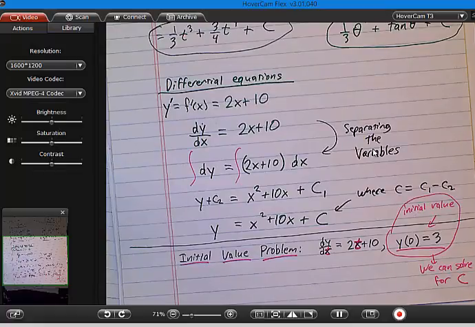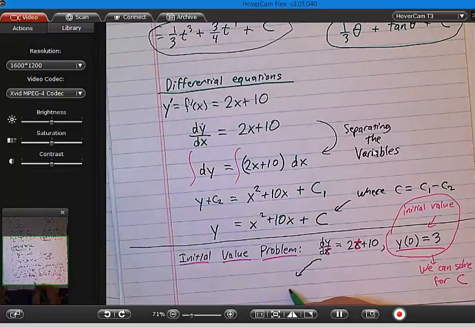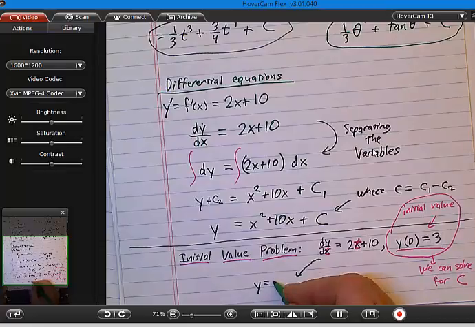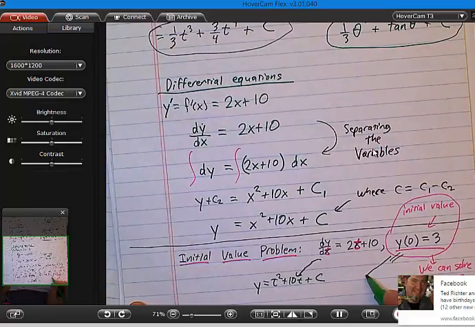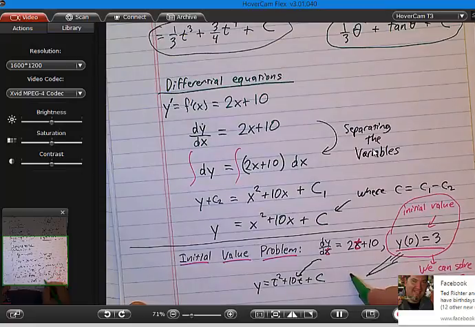X squared plus 10x, that graph is a parabola. This one tells you that it starts at 3. Right. So how do you do this problem? Well, what you do is the same work we had above until you get to y equals t squared plus 10t plus c. And then we're going to take that initial value and substitute.